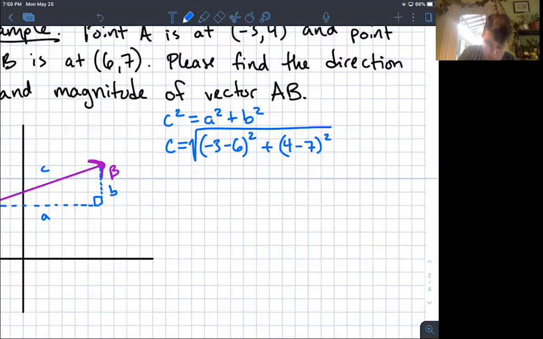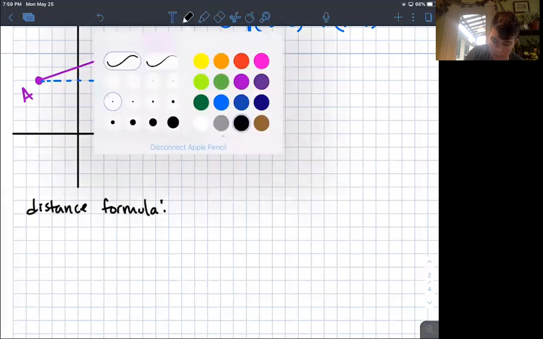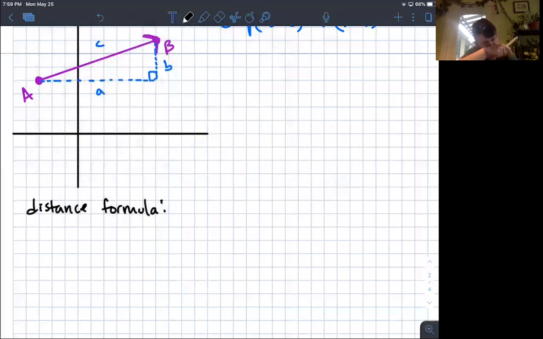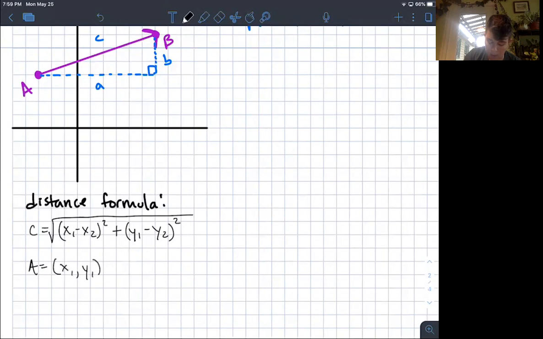If you don't remember this, let me write it down here at the bottom so you have it in your back pocket, like the official formula. The distance formula is C equals the square root of x sub 1 minus x sub 2 squared plus y sub 1 minus y sub 2 squared. This is for two points, A equals (x1, y1) and B equals (x2, y2). So that's the distance formula if you don't remember it.